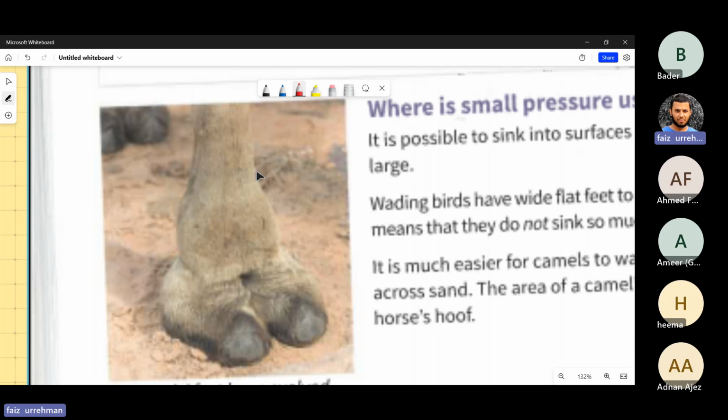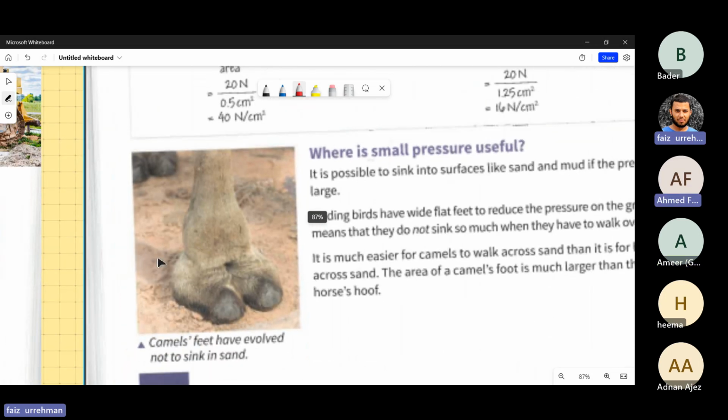But if his legs are like the legs of a goat, very thin, what will happen? The goat will not be able to grip properly in the sand. The legs will keep going in. You know the legs of the goat? They are so thin, not very wide.